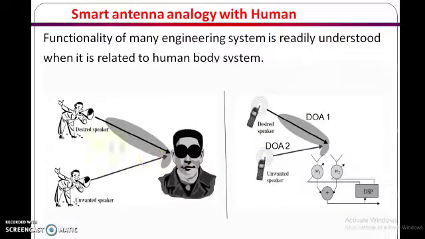Or we can say, if one person is speaking in this direction, we can turn our face in that particular direction. If the other person is in the other direction, then we have to change the direction, and accordingly it will work.